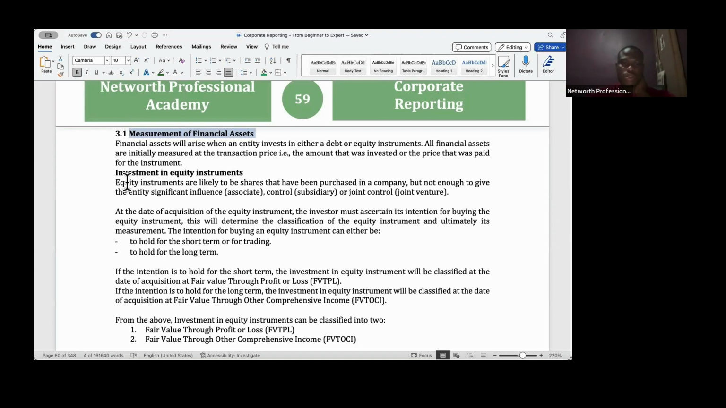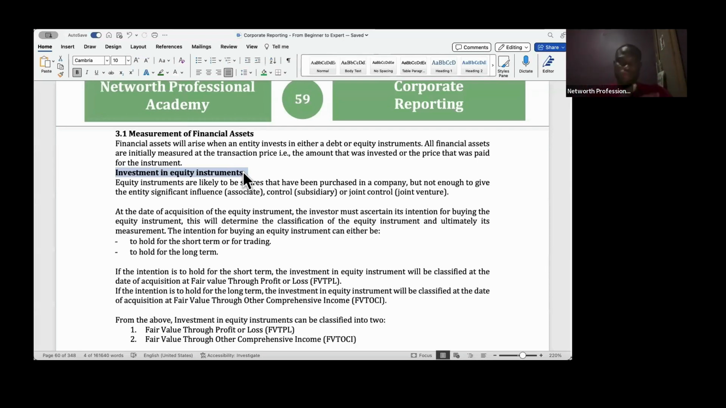So I would start with equity, investment in equity. Okay. So this investment in equity that we are talking about here is majorly when you buy shares in a company.